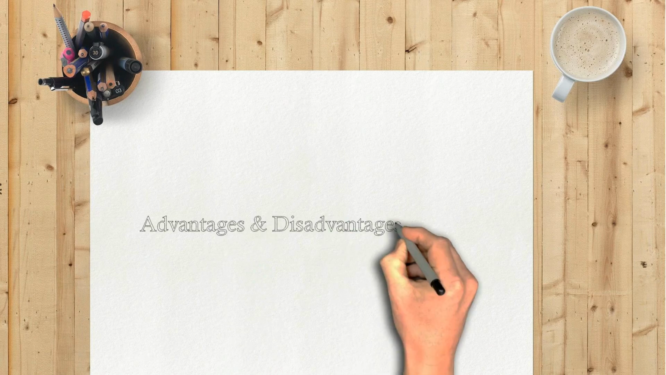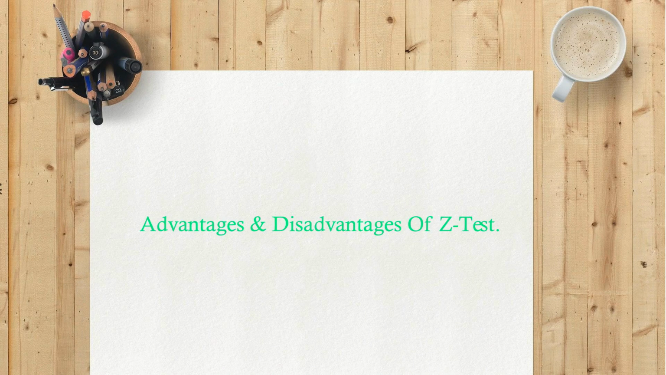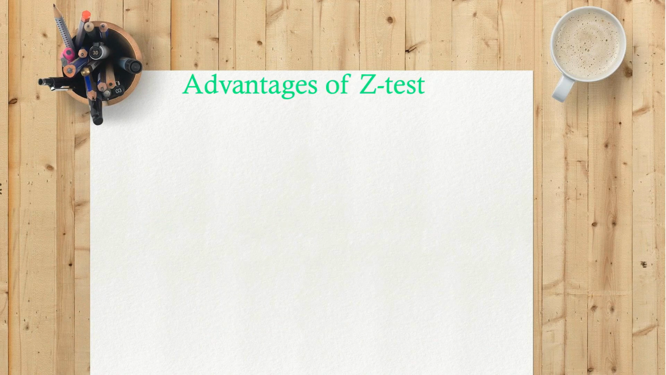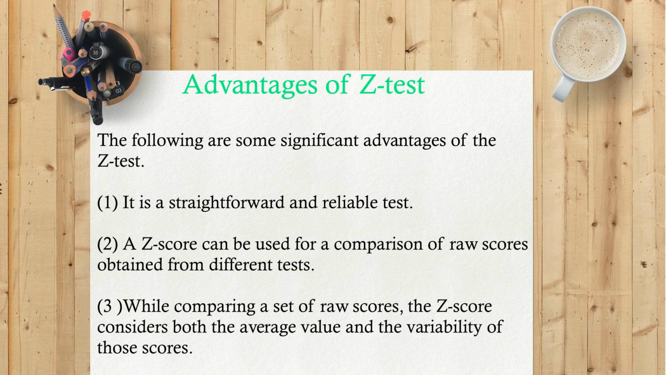Advantages of z-test. The following are some significant advantages of the z-test. 1. It is a straightforward and reliable test. 2. A z-score can be used for a comparison of raw scores obtained from different tests. 3. While comparing a set of raw scores, the z-score considers both the average value and the variability of those scores.